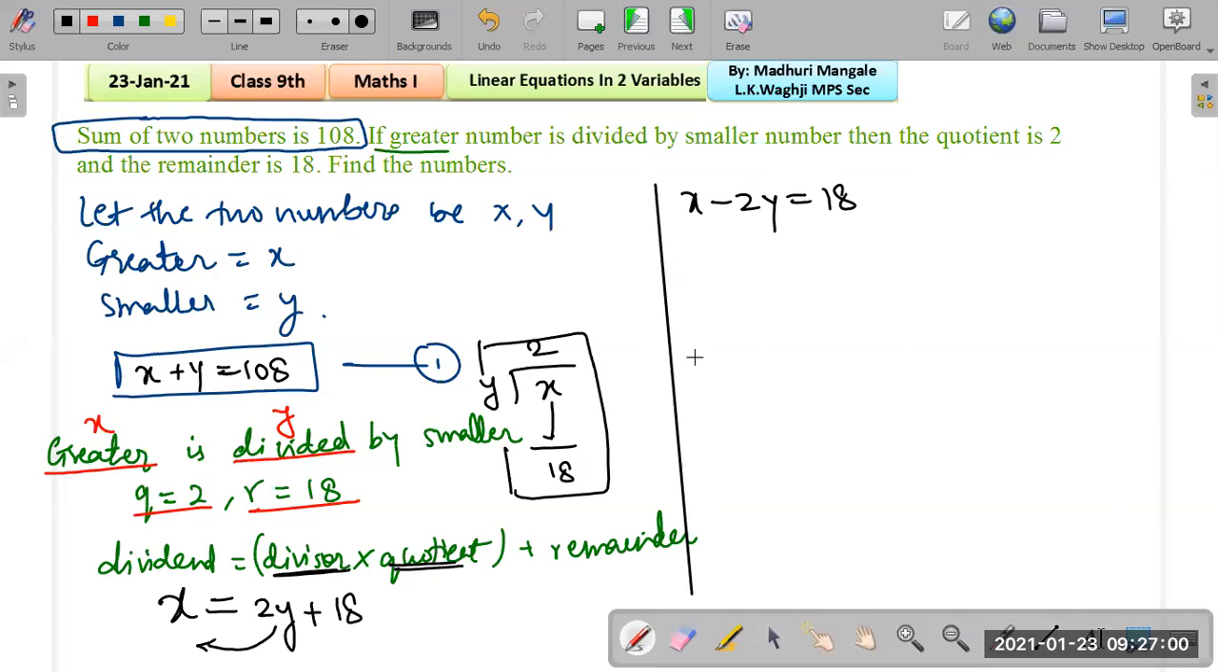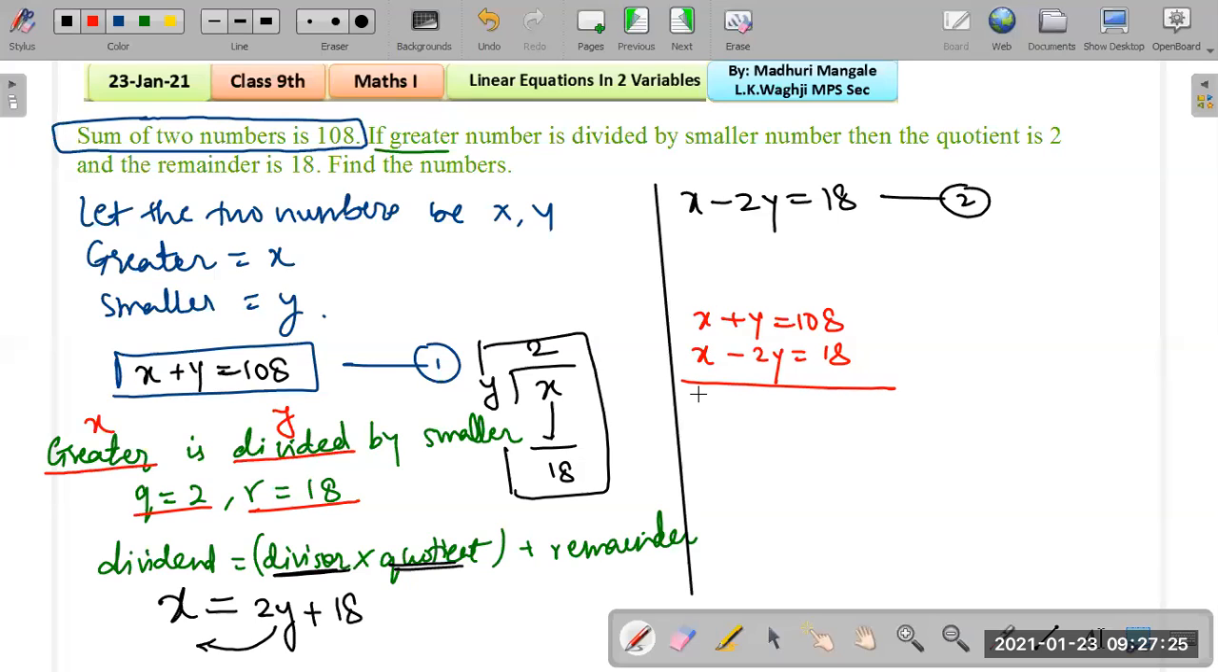Wasn't that easy? Okay, and now the next question for you is to solve these two equations. So how do you solve these two equations? First, write them out one below the other: x plus y equals 108 and x minus 2y equals 18. Okay, what should be done? Elimination method.